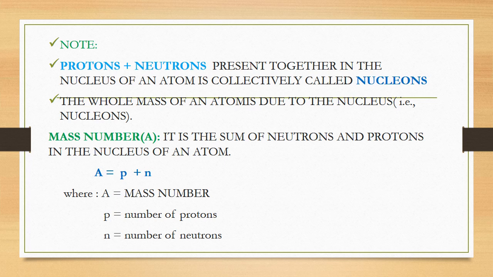Alright, coming to mass number. Mass number is represented by capital A. And what is mass number? If you take the total number of protons and neutrons present inside the nucleus of an atom, we get its mass number. Hence, I have represented it as A equals P plus N, where A represents the mass number, P represents the number of protons, and N represents the number of neutrons.